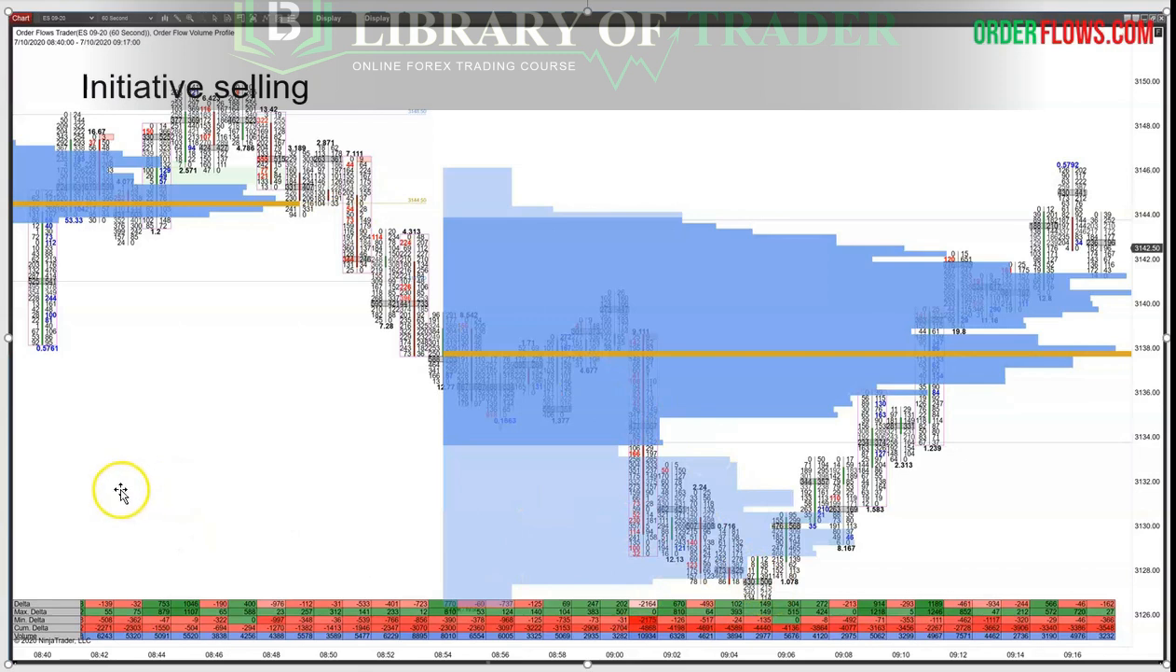This is your initiative selling. I didn't use the delta footprint chart. This is just a normal volume footprint chart. But hopefully you can see that information in there.